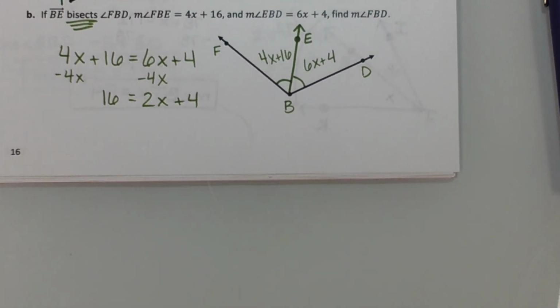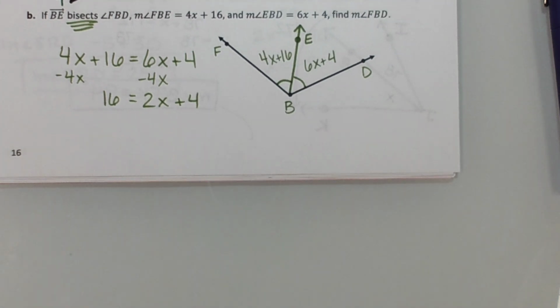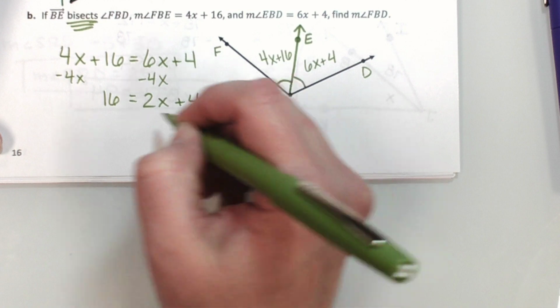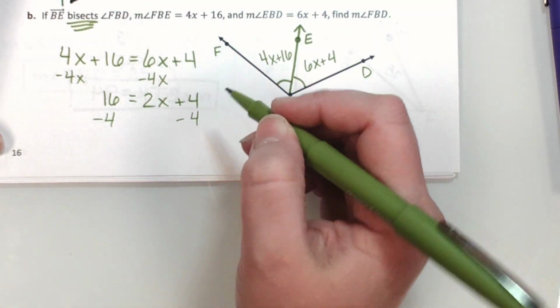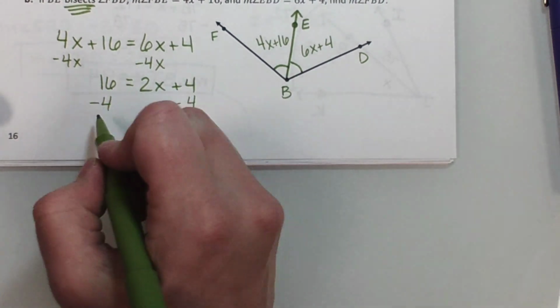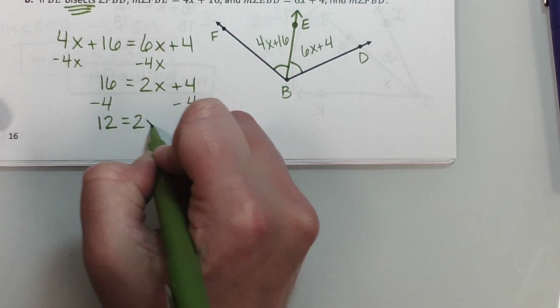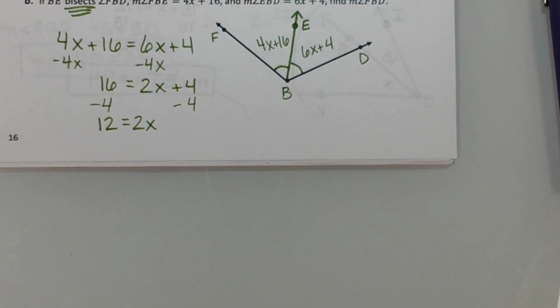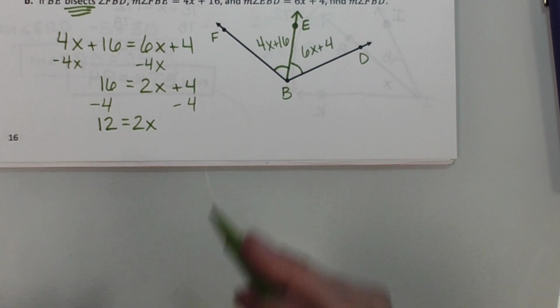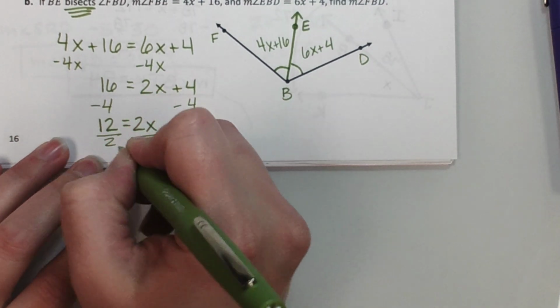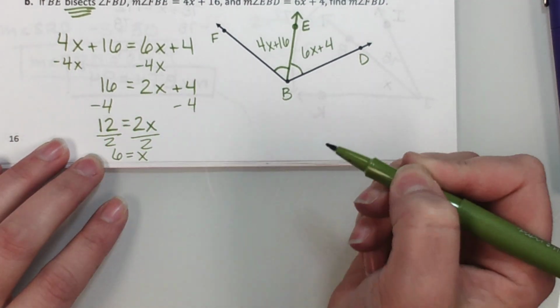Muhammad, what do I do next in solving for this? Subtract the 4 from the 16. Dude, is your name Muhammad? Okay, we're going to subtract the 4. But, Muhammad, I'm coming back to you on the next one. 12 is equal to 2x. Muhammad, now what do I do to solve for the x? Divide by 2. I get 6 equal to x, aka x equals 6.